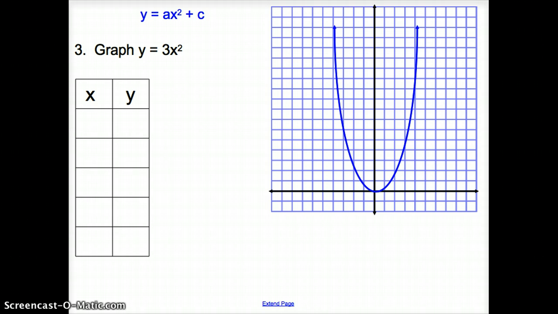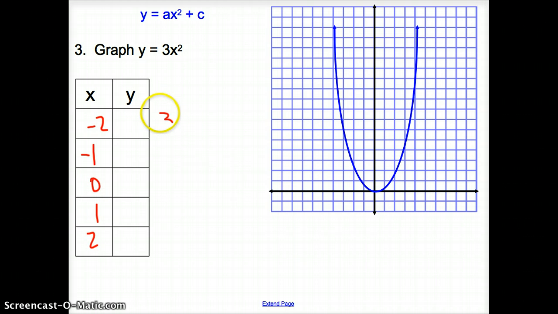Next, we are graphing y equals 3x squared. Notice the difference. Now we have no c term, but we have an a term. An a term is whatever is in front of the x squared. So again, we're going to start off with our 5 favorite coordinates for our x, and it's going to be negative 2, negative 1, 0, 1, and 2.